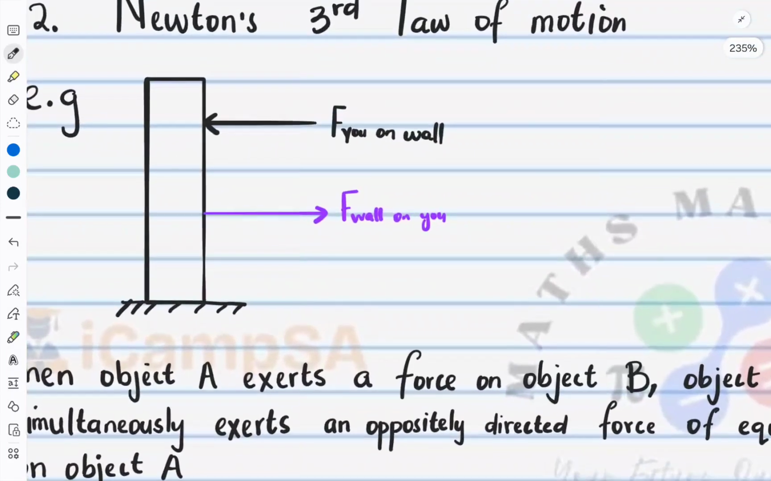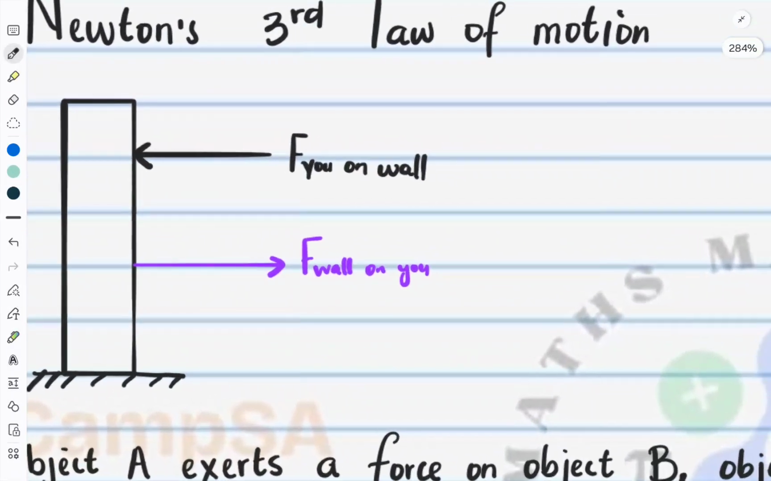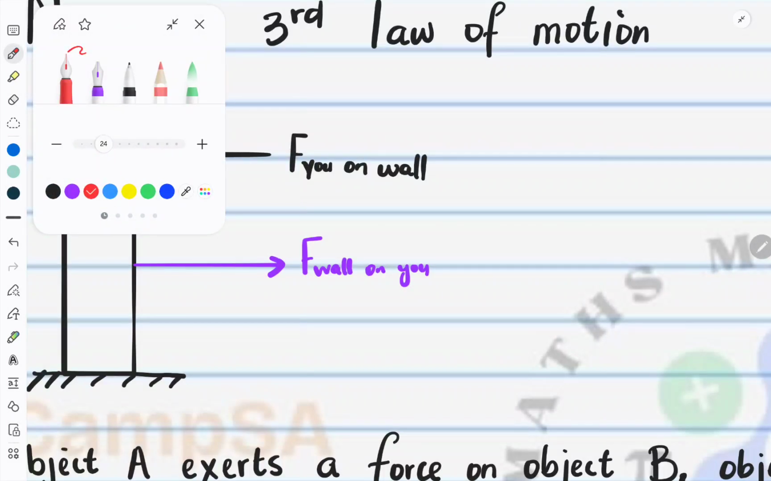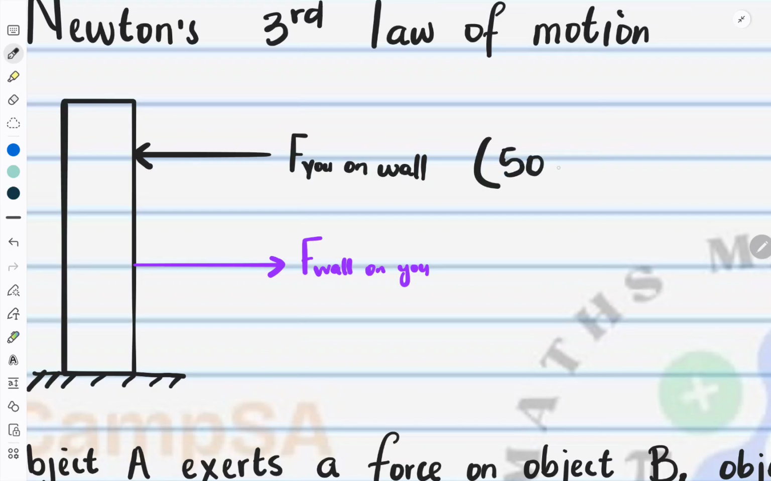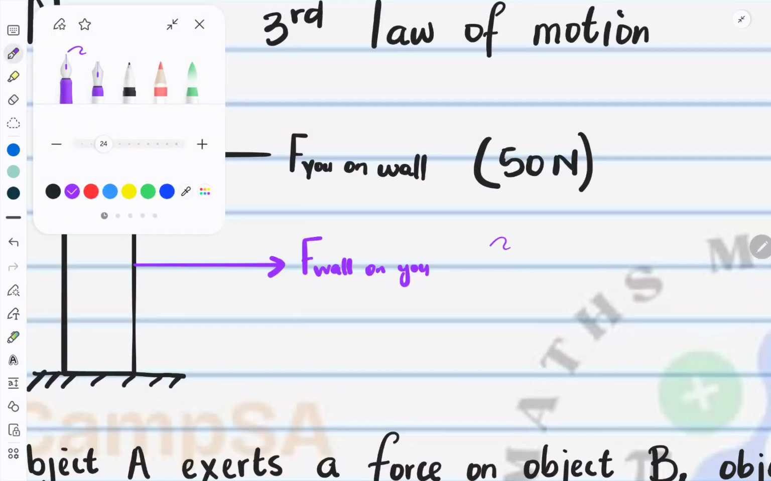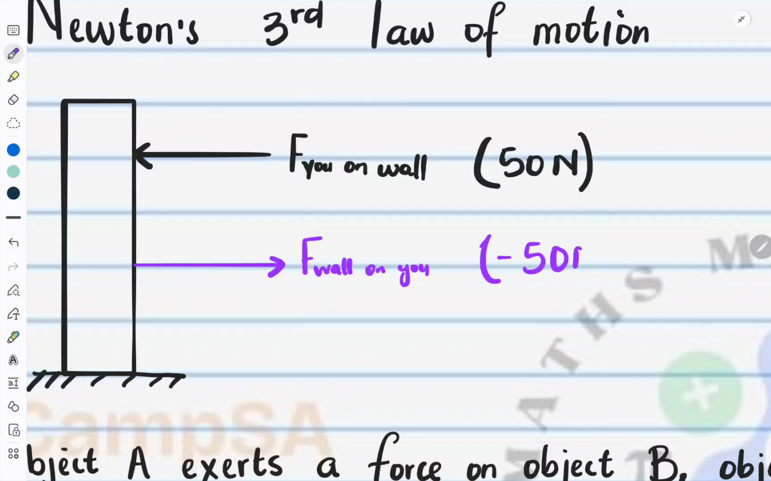What that means, if we were to put numbers to it, is if you apply 50 newtons of force on this wall, the wall will apply to you minus 50 newtons. That minus means it's in the opposite direction to what you are applying, and the 50 newtons is the equal magnitude, which is the same between the two forces. That minus just adds a bit of direction. Of course, that's assuming we choose left as positive in this particular example. So this is in essence what the law says.